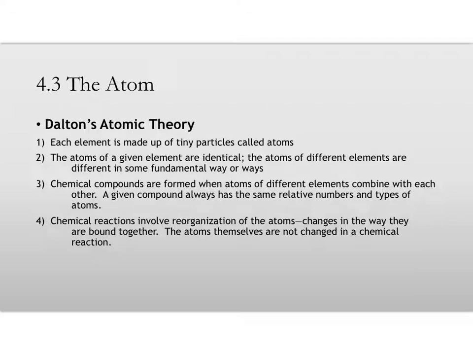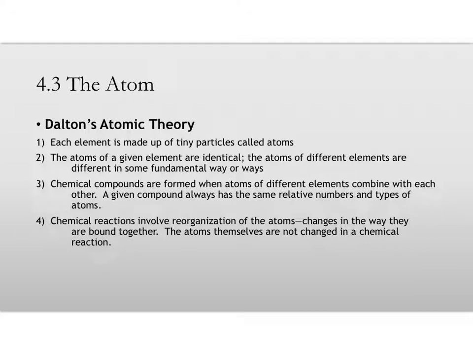John Dalton is the man credited with giving us the modern atomic theory, and he said that each element is made up of tiny particles called atoms. He got the idea by looking up and studying the philosophies of Democritus. The second principle here is the atoms of a given element are identical. The atoms of different elements are different in some fundamental way or ways. He didn't have any way to know what caused them to be different. He just knew they were different.